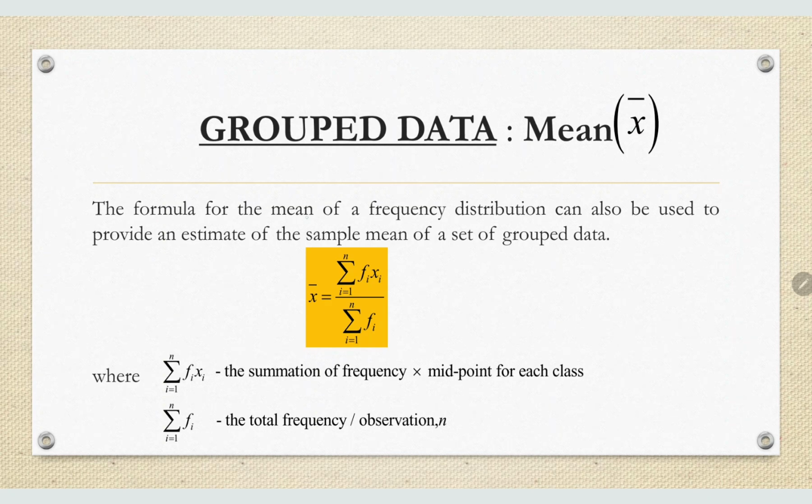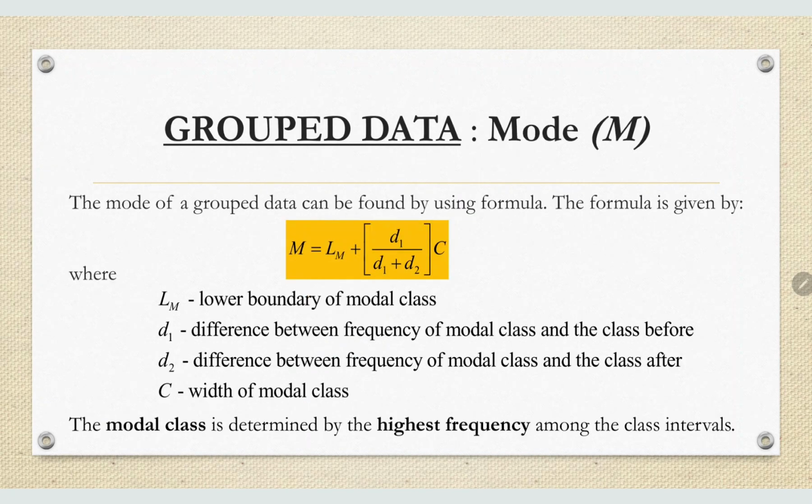The formula for the mean of a frequency distribution can also be used to provide an estimate of the sample mean of a set of group data. The formula is X-bar equal to the summation of fx divided by the summation of f, where the summation of fx is the summation of frequency times midpoint for each class, and the summation of f is the total frequency or observations n.